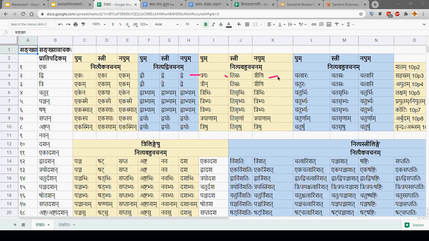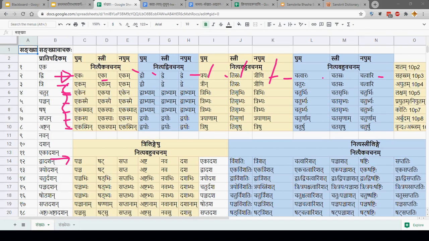Similarly, we have Trayaha, Tisraha, Trini, Chatvaraha, Chatasraha, Chatvari. If somebody is interested in the different vibhakti forms, the case ending forms, they are here: Dvitiya, Tritiya, Chaturthi, Panchami, Shashti, Saptami. If you are interested, you can look at it, but this is the main thing we have studied. Prathama vibhakti: Ekaha balakaha, Eka balika, Dvau balakau, Dve balike, Trayaha balakaha, Tisraha balikaha, Trini phalani.